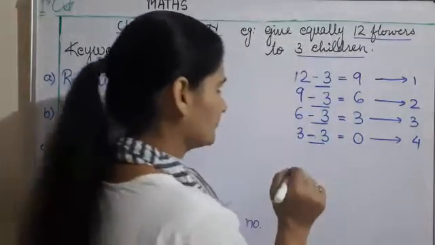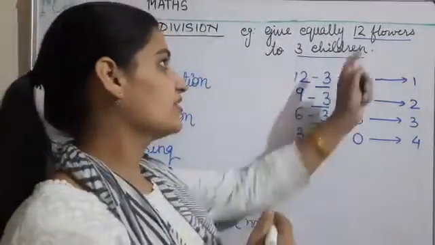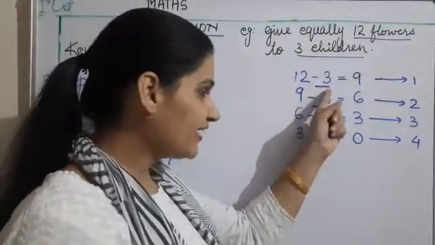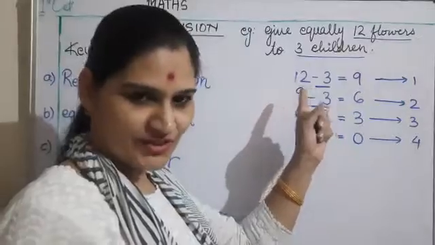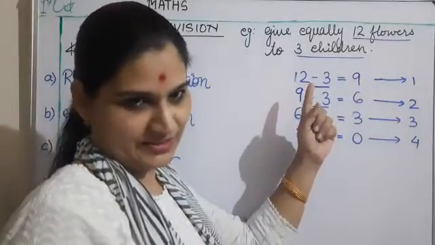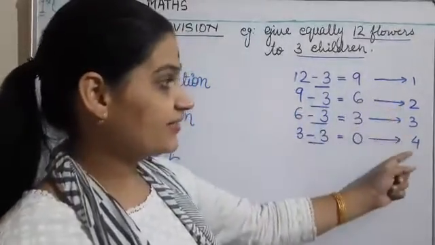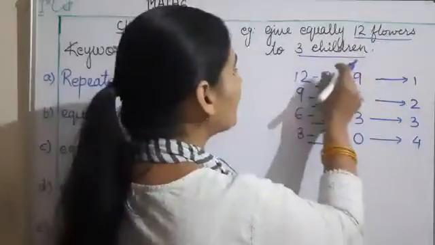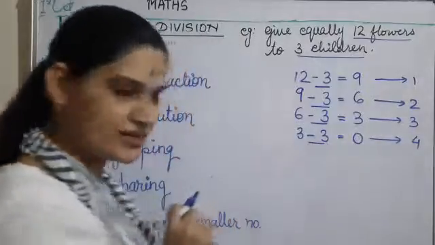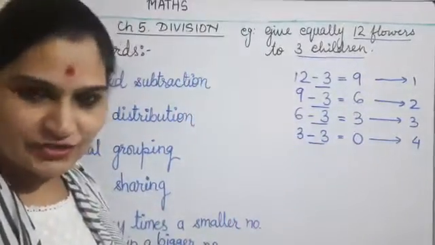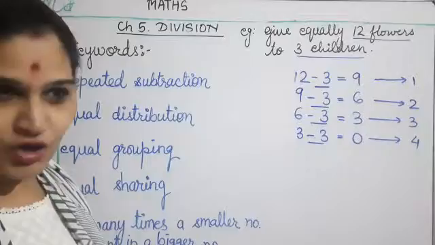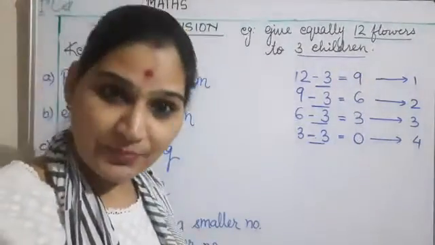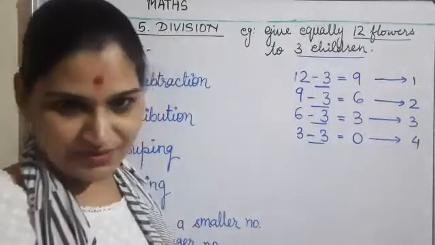So when I was trying to give equally flowers to 3 children, I gave it turn by turn. 3 बच्चों को एक बार turn by turn हमने दिया. Okay, and this activity I did 4 times. So this says that जब आप repeated subtraction कर रहे हैं, so what you are actually doing? You are doing division. So division is the name of the process of doing subtraction repeatedly of the same number.